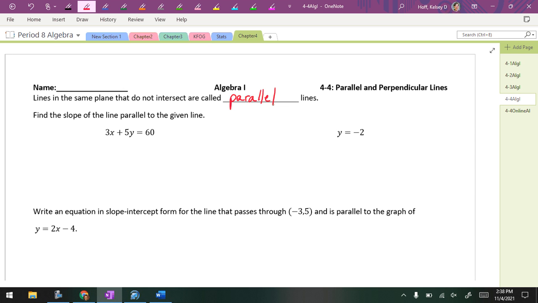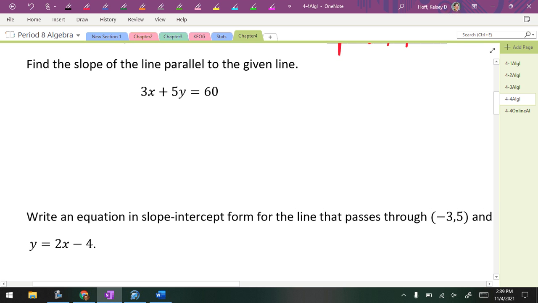Okay? So if I want to find the slope of the line parallel to this one, the first thing I do is figure out what this slope is. The easiest way to figure out this slope: convert it to slope-intercept form. Get y by itself. So subtract 3x.